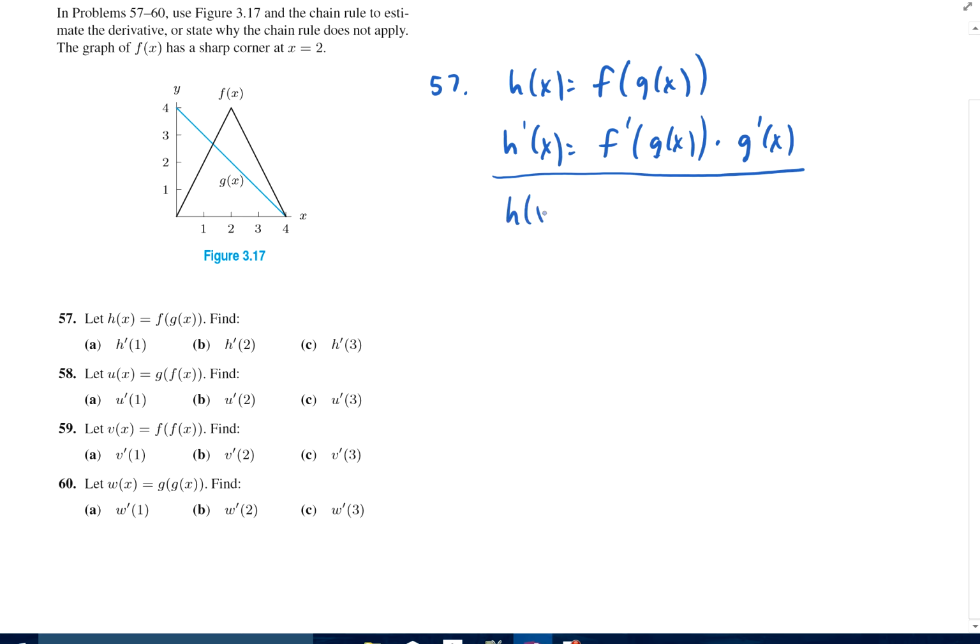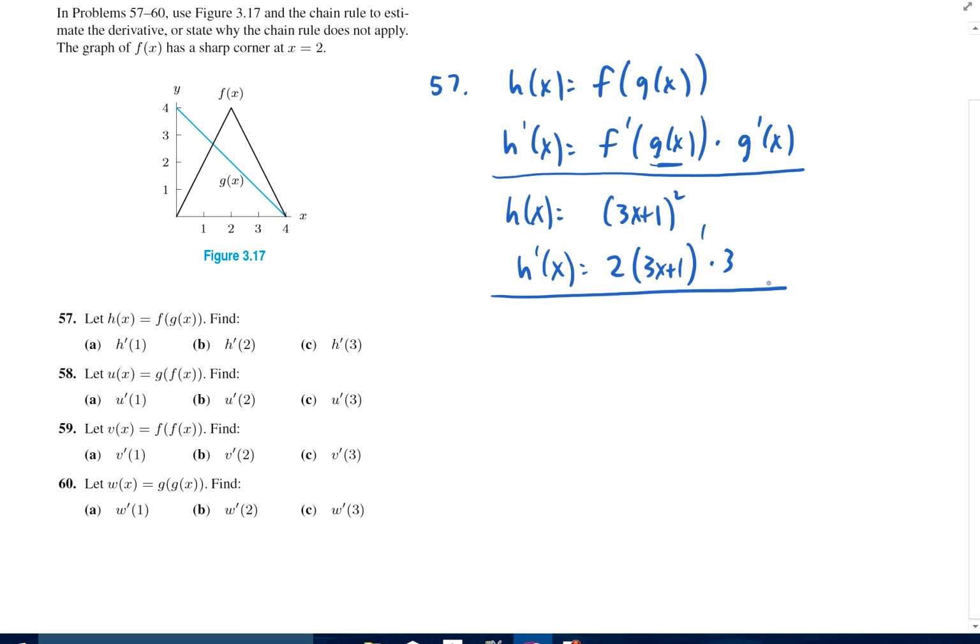So if h of x equals 3x plus 1 squared, then we said that h prime of x is the derivative of the outside, which is 2 times that to the first, but it's evaluated at g of x. So I've got to keep the 3x plus 1 in the middle, and then times g prime, the derivative of the inside, which would be just 3. Alright? Okay, so we'll kind of leave that there.